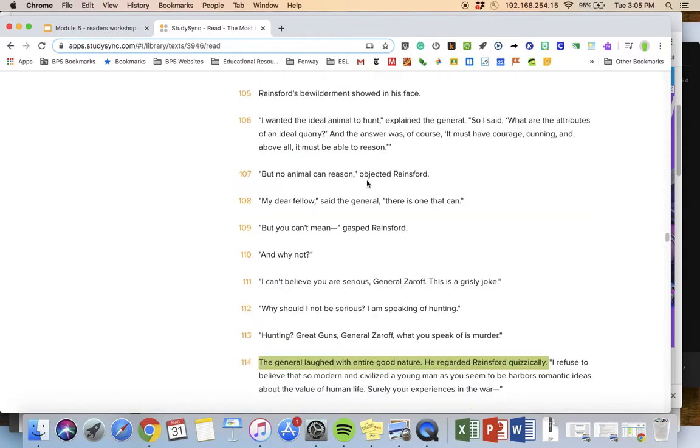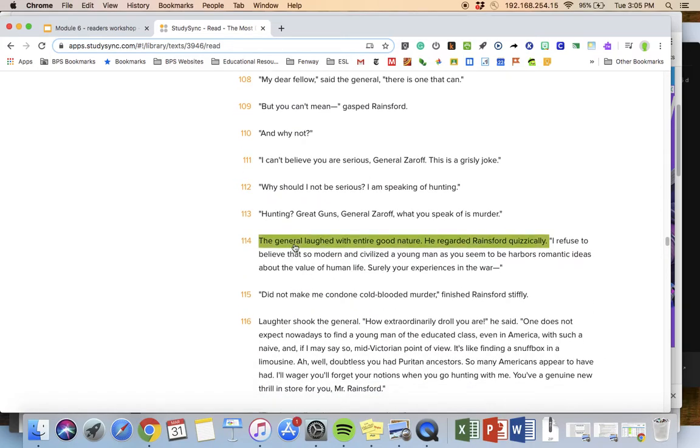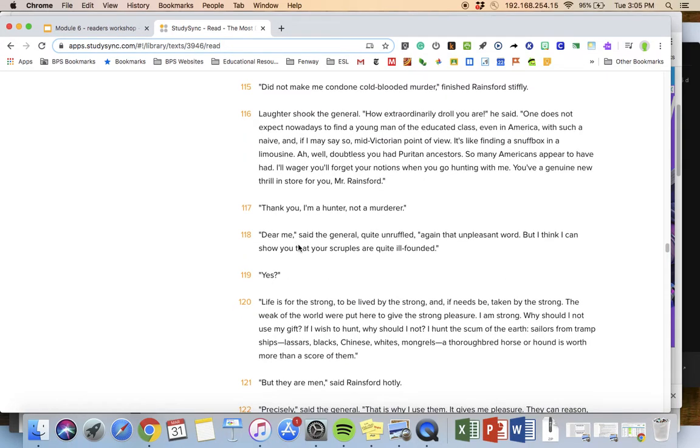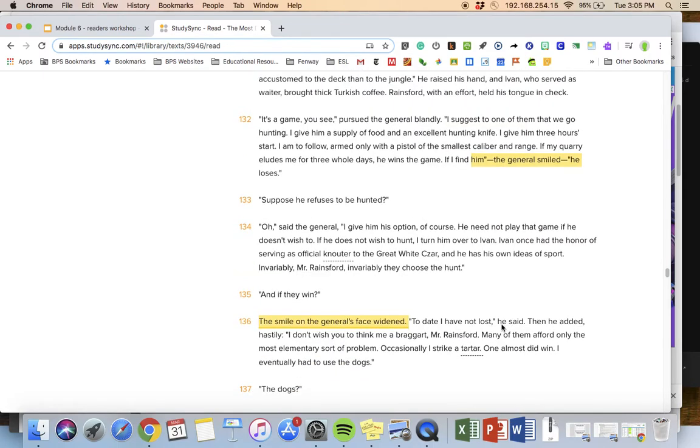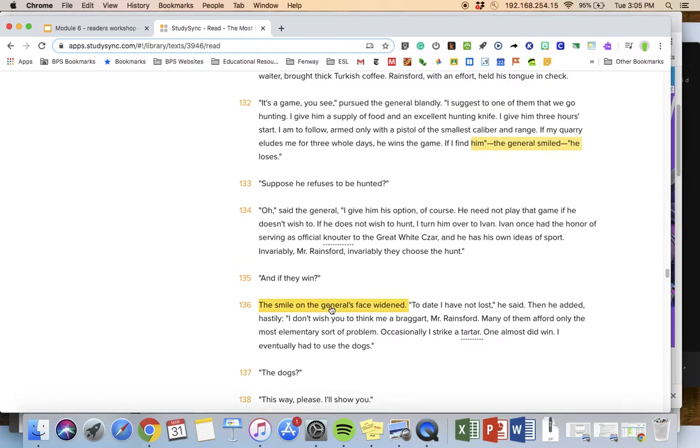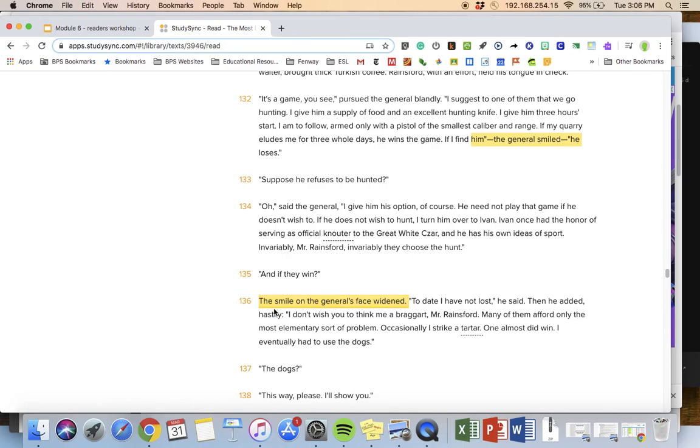I see it again in paragraph 114. This time he's laughing as he's talking about hunting people now. I see it again in paragraph 131, where he's telling Rainsford about how many people he has hunted, and he's smiling. And then again on 136, where he's saying no one has ever escaped me. And he's smiling as he's saying no man has ever escaped him. No one that he has hunted has ever escaped him.